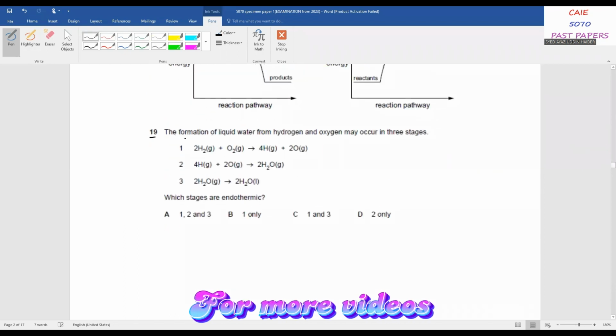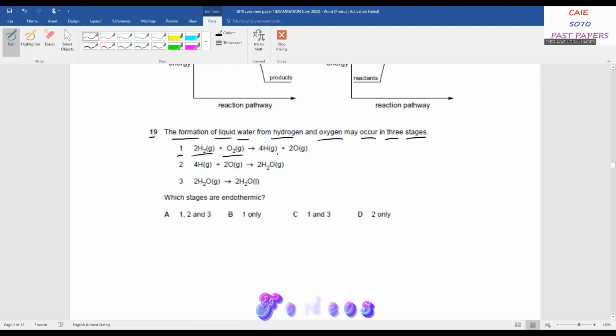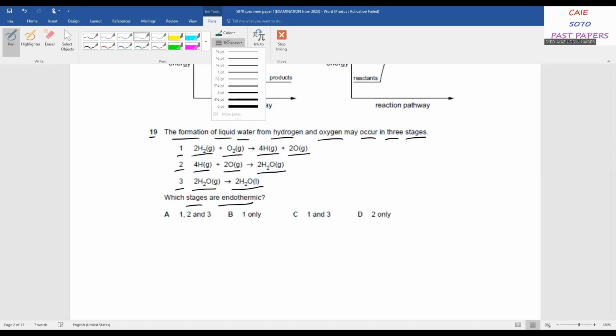Number 19. The formation of liquid water from hydrogen and oxygen may occur in 3 stages. Number 1, 2H2 gas plus O2 gas gives 4H gas plus 2O gas. 2, 4H gas plus 2O gas gives 2H2O gas. 3, 2H2O gas gives 2H2O liquid. Which stages are endothermic? In the first one, H2 and O2 are broken down to produce 4H and 2O, and this is an endothermic process, so this is correct. Number 2, 4H plus 2O gives 2H2O. This is combination reaction, so this can't be endothermic.